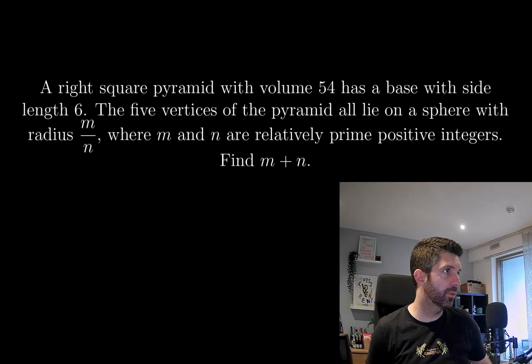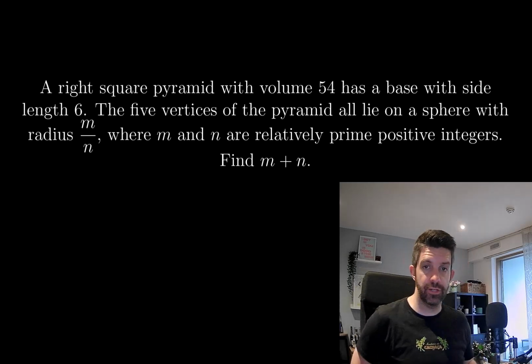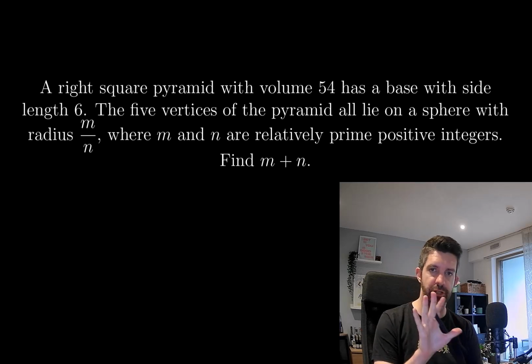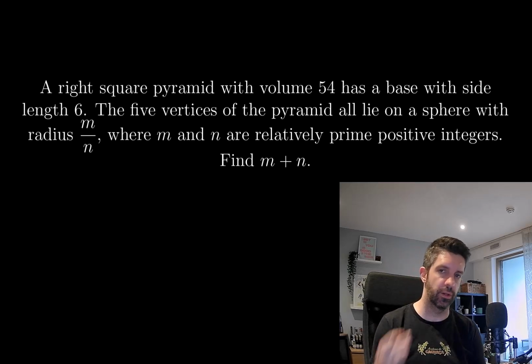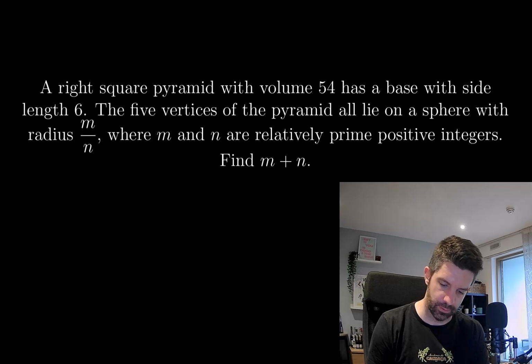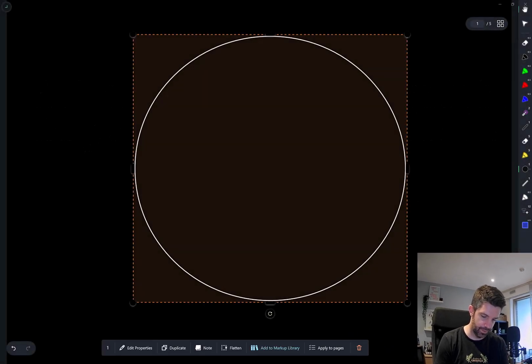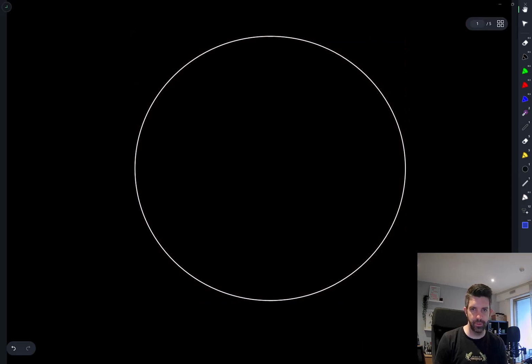Okay, so I think we just sketch a diagram. The diagram will be a two-dimensional projection of what's going on, so we'll have to remember that. There's my sphere, and they're asking us to find the radius, of course. So it's a right square pyramid. This will be the top of the pyramid.